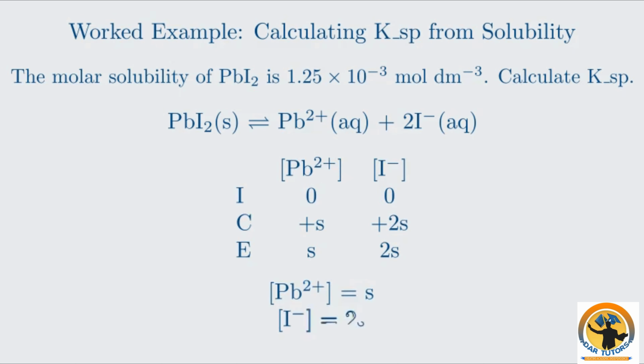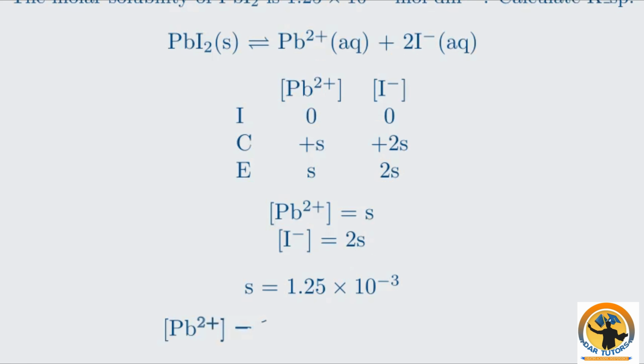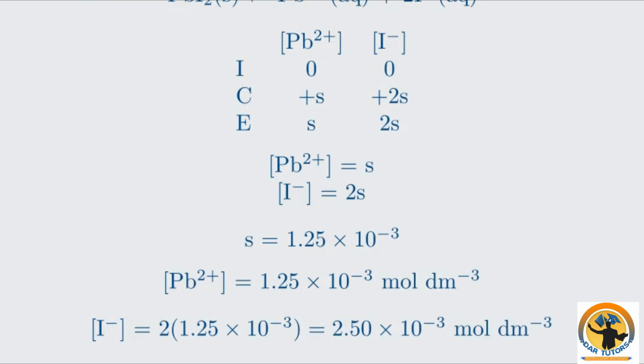So, at equilibrium, the concentration of lead ions is S, and the concentration of iodide ions is 2S. The molar solubility, S, was given in the problem as 1.25 times 10 to the negative 3. We can now substitute this value in. So, the concentration of lead ions is 1.25 times 10 to the negative 3. The concentration of iodide ions is 2 times this value, which is 2.50 times 10 to the negative 3.